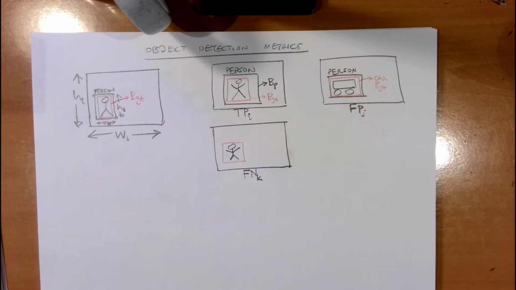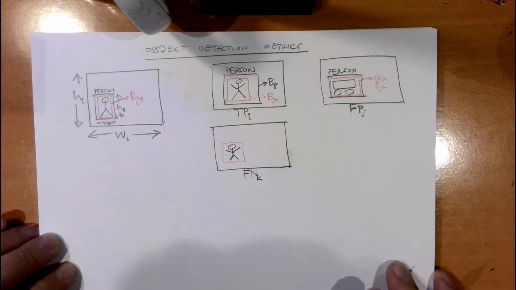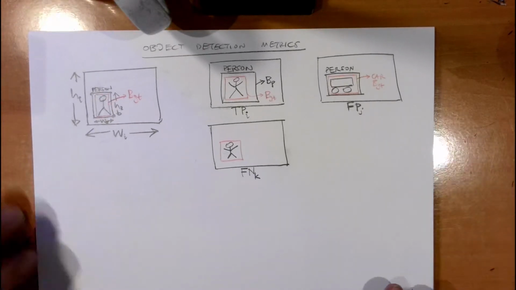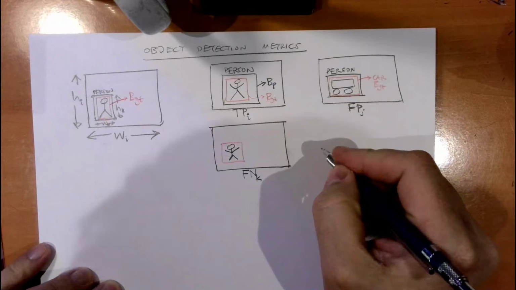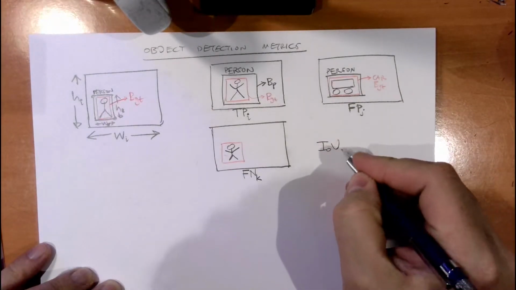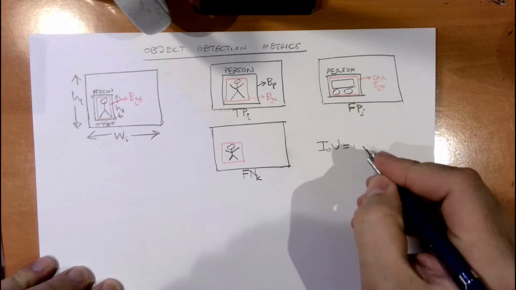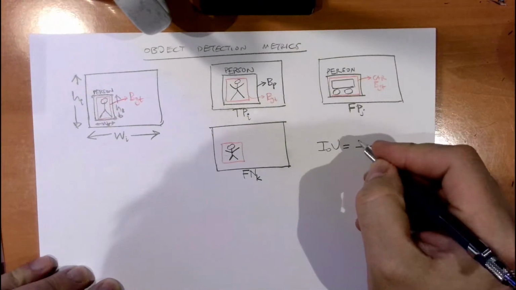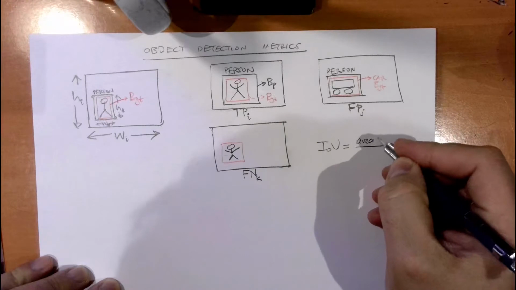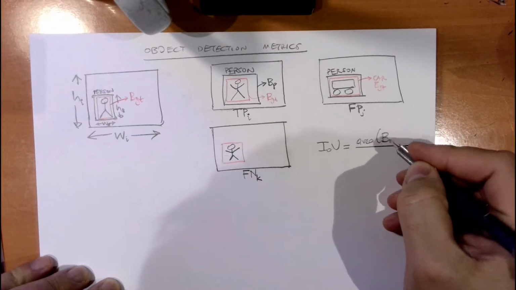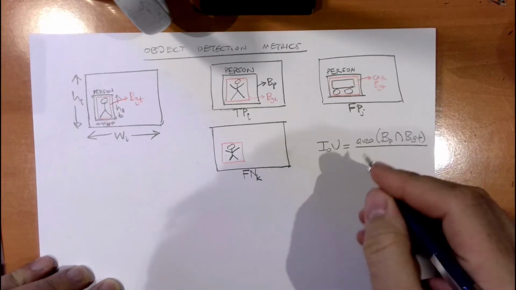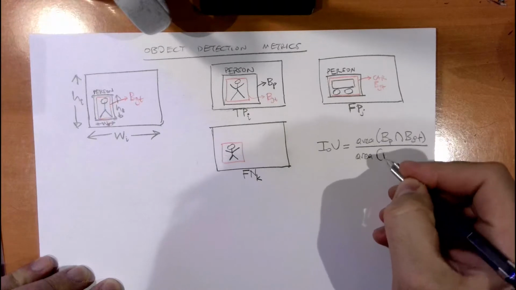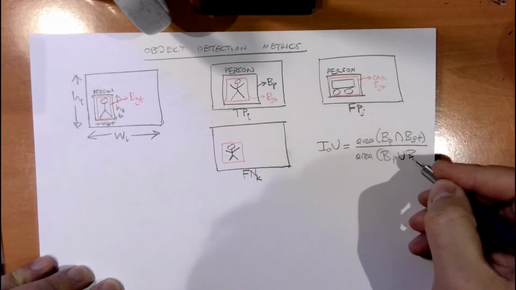So the metric that we will be using from now on to represent the closeness of the predicted bounding box to the ground truth is called intersection over union. The intersection over union metric is effectively defined as the ratio of the area, as the name implies, of B predicted intersection B GT, divided by the area of B predicted union B GT.